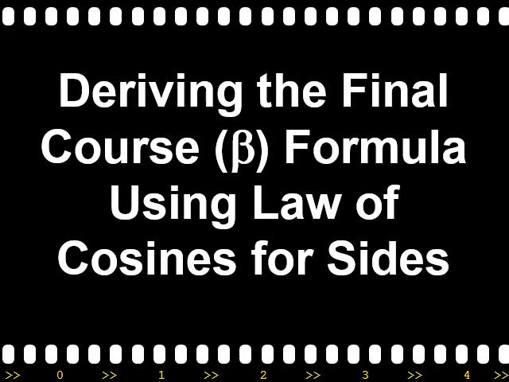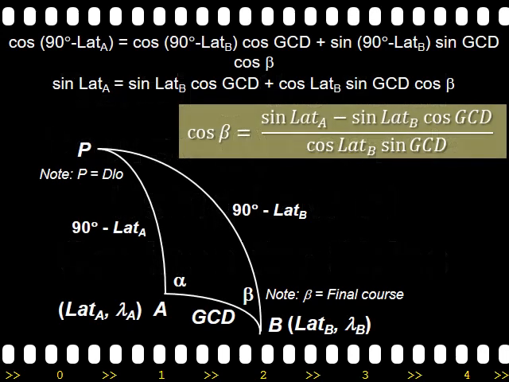Okay, so how do we derive the final course beta formula using the law of cosines for sides? Very similar lang to dun sa ginawa natin kanina. Ang difference lang this time, ang hinahanap natin is yung angle for the final course, diba? Ano ba yung opposite side ng beta here? Ito, yung 90 degrees minus lat A. Kaya yun ang nakalagay dito. And then yung dalawang sides na gagamitin natin for the computation, yung 90 degrees minus lat B and then GCD. Kaya, sila yung napunta dyan. So, again, cos, sin, sin.